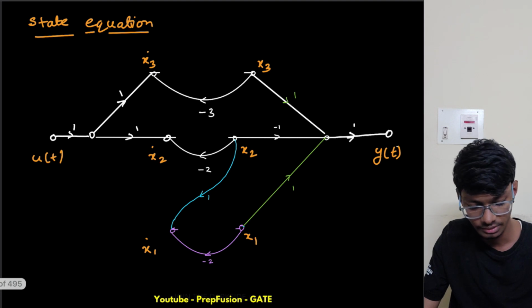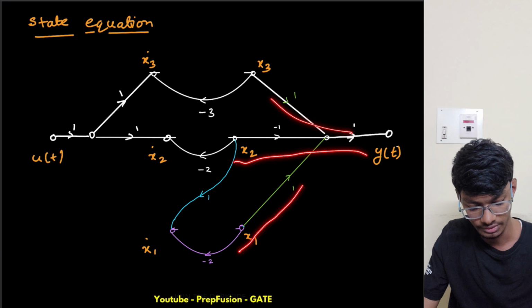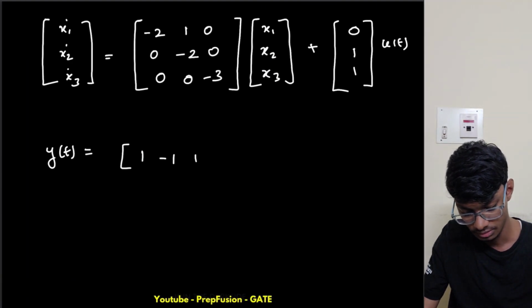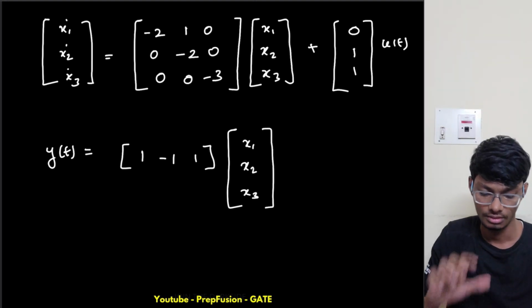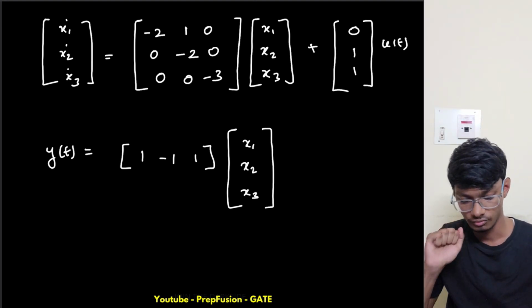Y of t is connected with x3 times 1, x2 times minus 1, and x1 times 1. So it will be 1, minus 1, 1, and the state vector matrix x1, x2, x3. So yeah, this is basically my matrix. Okay, so this is how you solve this. So what do you notice?